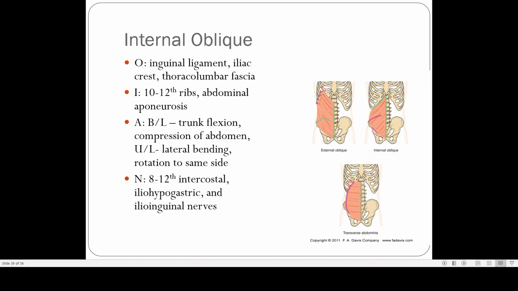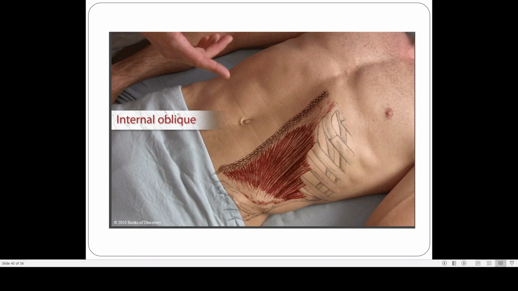Compression and flexion when used on both sides. And then it's going to be different from the external oblique in that it does lateral bending and rotation to the same side. So internal oblique turns into the same side. Nerves: 8 through 12 intercostal, iliohypogastric, and ilioinguinal nerves. And there you can see that internal oblique. So just different fiber arrangement causing that rotation towards or away from, depending on the oblique you're talking about.